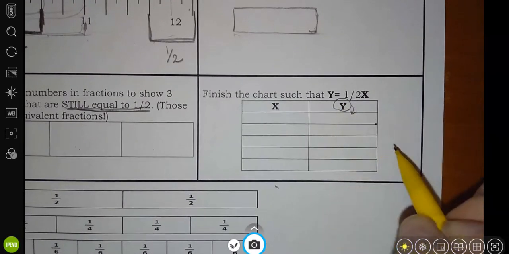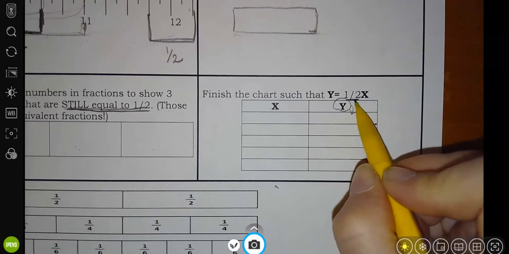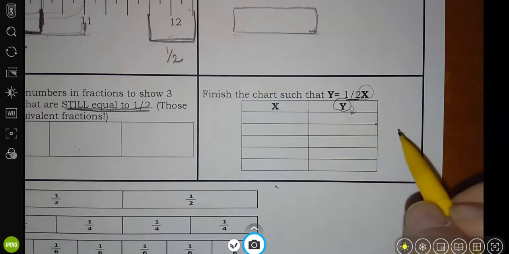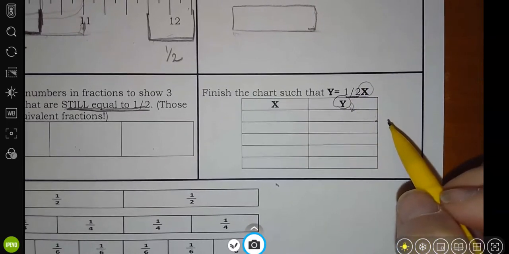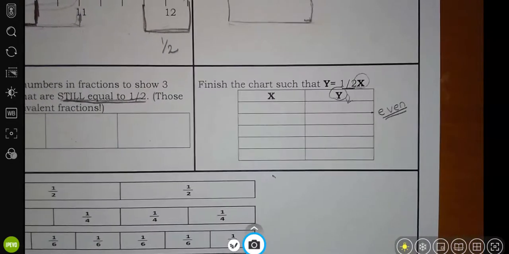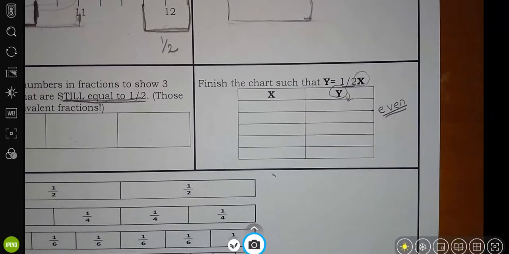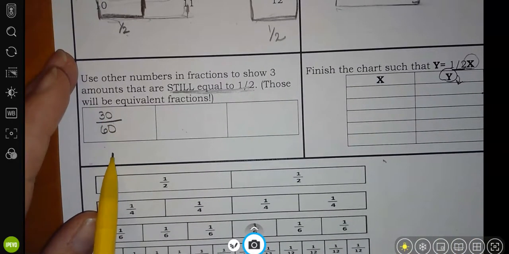This chart gets a little trickier. In your Y column, it must be 1/2 of X. I'll give you a hint. Start with even numbers. You can use odd numbers, but even numbers are easier. In fact, we already have a beginning over here.